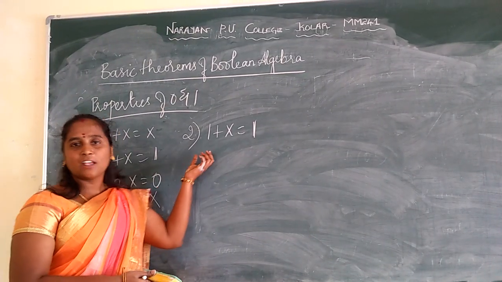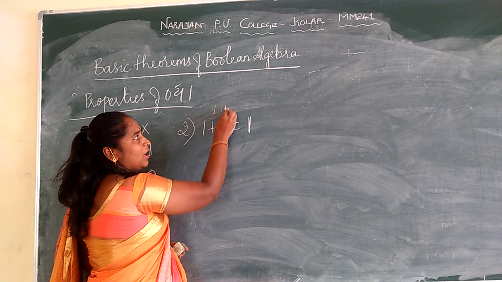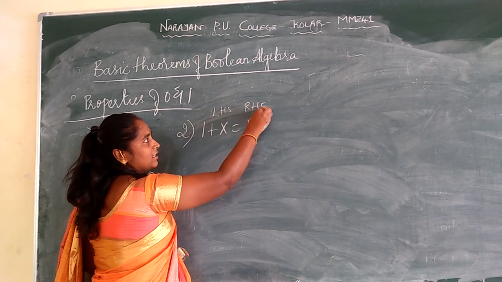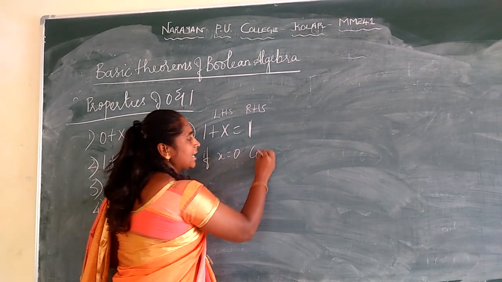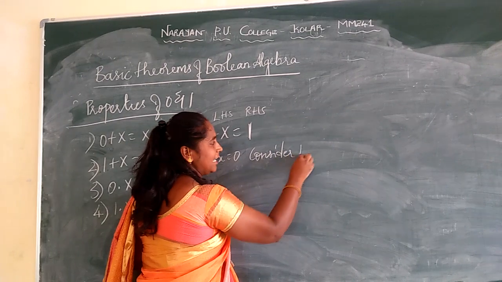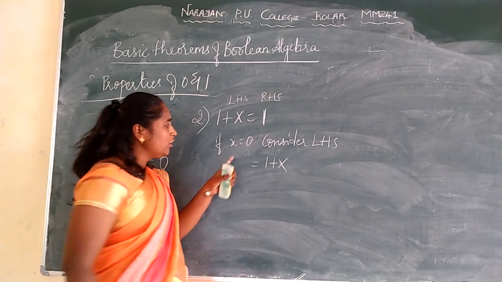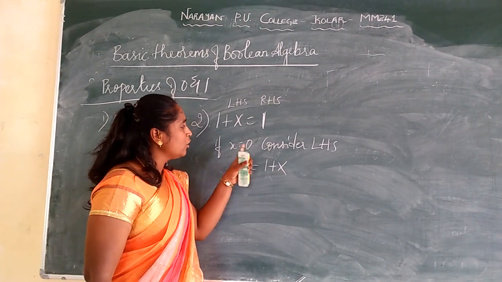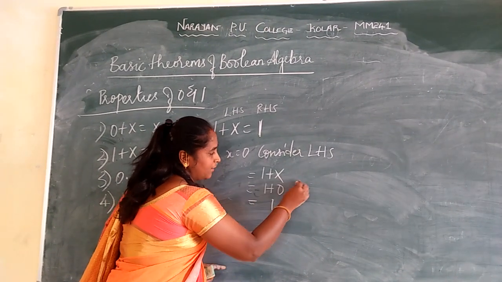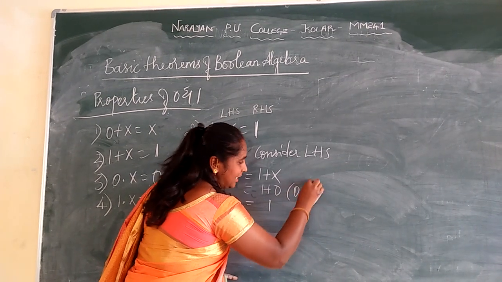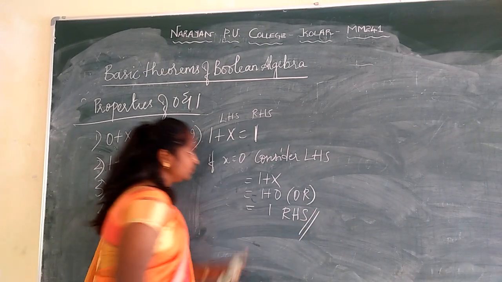So, the second property is 1 plus x is equal to 1. Again, this is your LHS and this is your RHS. I am considering the first condition, if x is equal to 0, consider your LHS. What is your LHS here? It is 1 plus x. In the place of x, you are going to put 0. 1 plus 0 is nothing but 1, according to your OR relation. That is your RHS being proved.